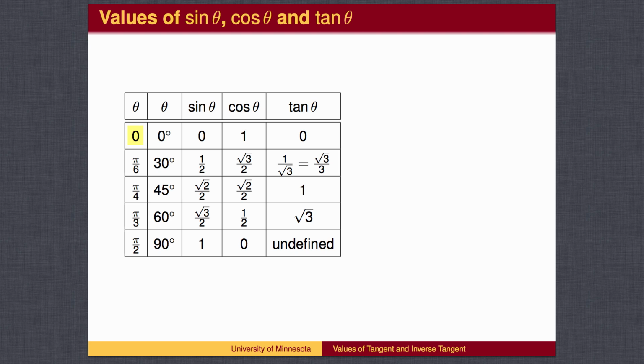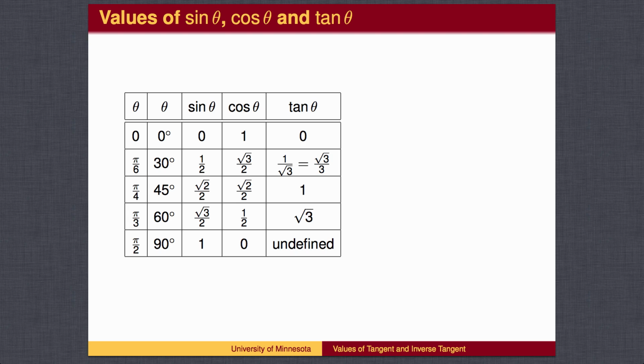To find the tangent of 0, we divide the sine of 0 by the cosine of 0. That is, we divide 0 by 1 and get 0. To find the tangent of pi over 6, we divide the sine of pi over 6 by the cosine of pi over 6. That is, we divide 1/2 by the square root of 3 over 2. The 2's cancel, so we get 1 over the square root of 3, which we can simplify to the square root of 3 over 3.